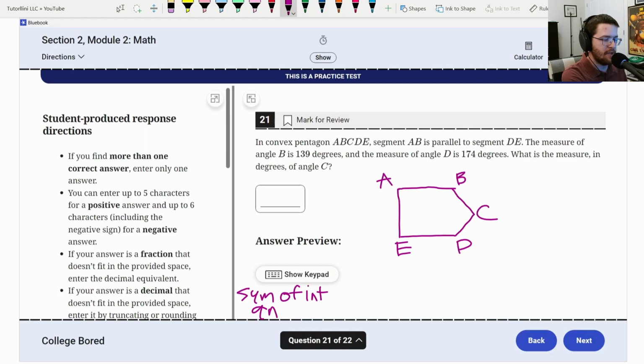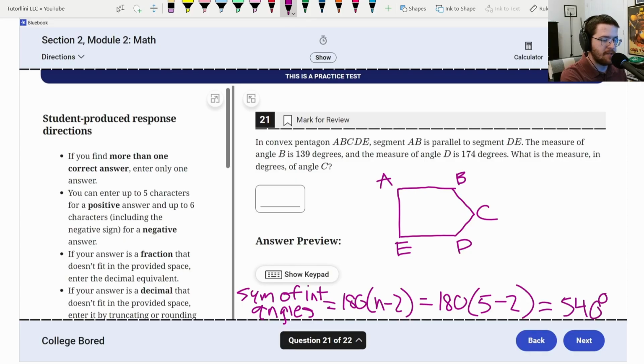So the sum of the interior angles formula is 180 times n minus 2. n is the number of sides. So there's 5 sides in a pentagon. 5 minus 2 is 3, times 180, you should get 540 degrees. So there's 540 degrees in a pentagon. Is it worth it to just memorize how many degrees are in a pentagon and a hexagon? Maybe, because they do like to use those shapes a lot on the test.